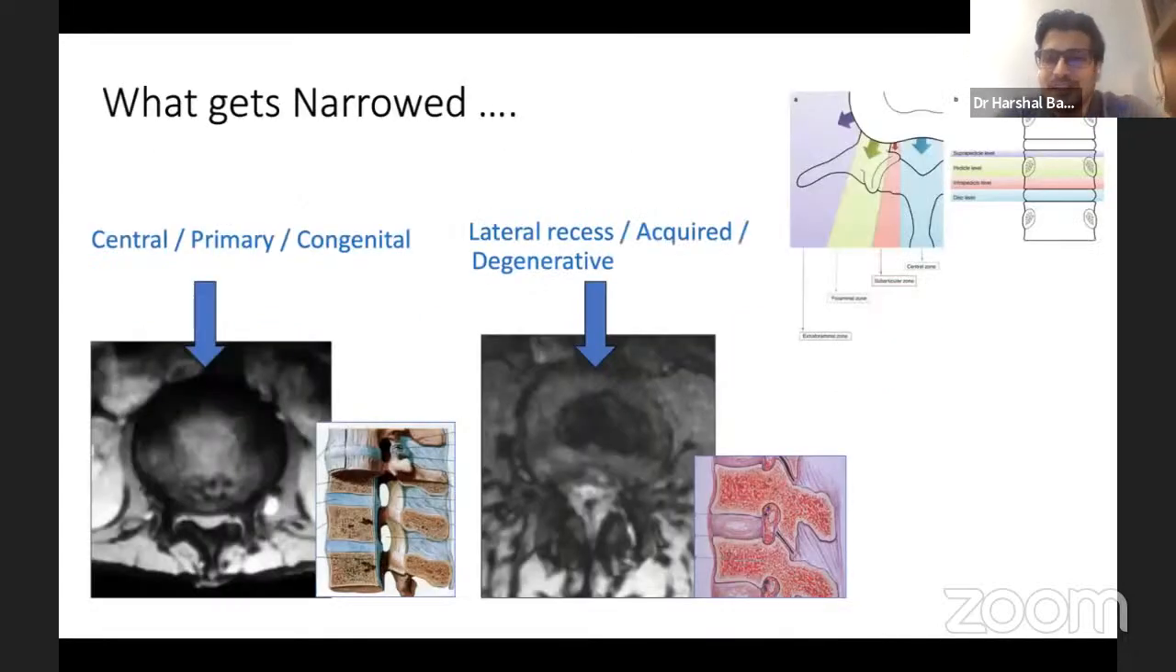But what gets narrowed? Last time, Dr. Aditya had shown us a brief understanding of anatomy, where we have a central canal, lateral recess, a foraminal zone, and an extraforaminal zone. So there are two basic aspects. There's a central canal which gets narrowed, predominantly developmentally narrow in primary and congenital stenosis, and a lateral recess which gets narrowed, causing neural compression. It is predominantly there in acquired and degenerative cases.